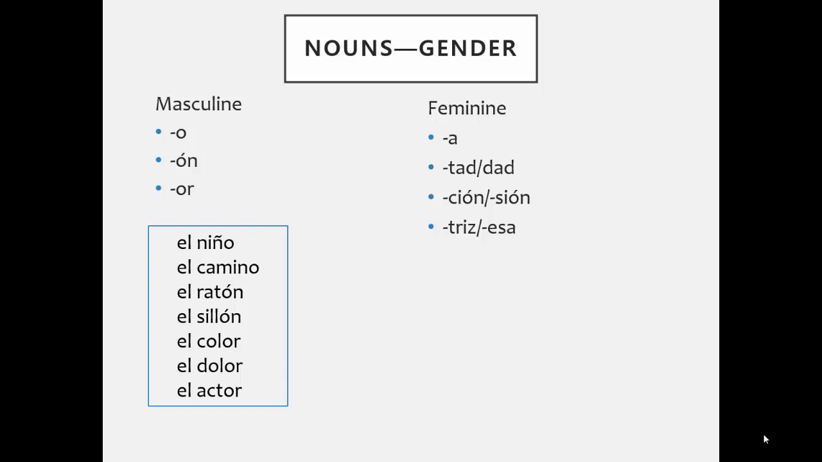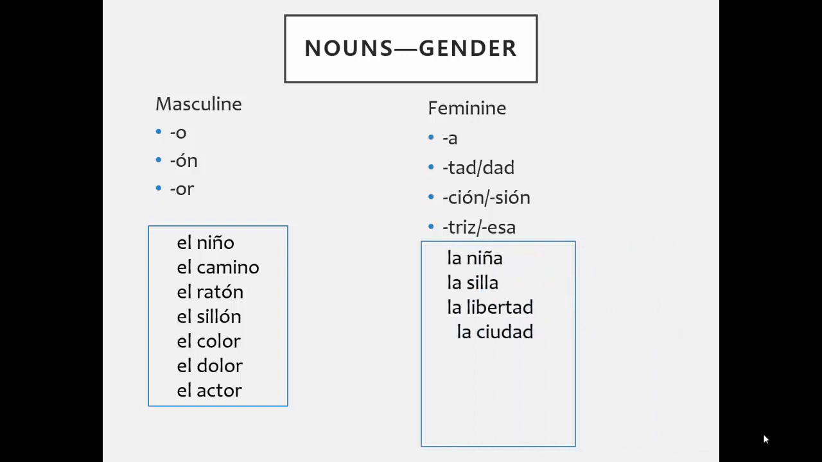It makes no sense. Similarly, nouns like niña, silla, libertad, ciudad, lección, televisión, actriz, and princesa all are feminine. We know this because of how each of the nouns ends and because the article la is with them. You cannot have el with them. It makes no sense.